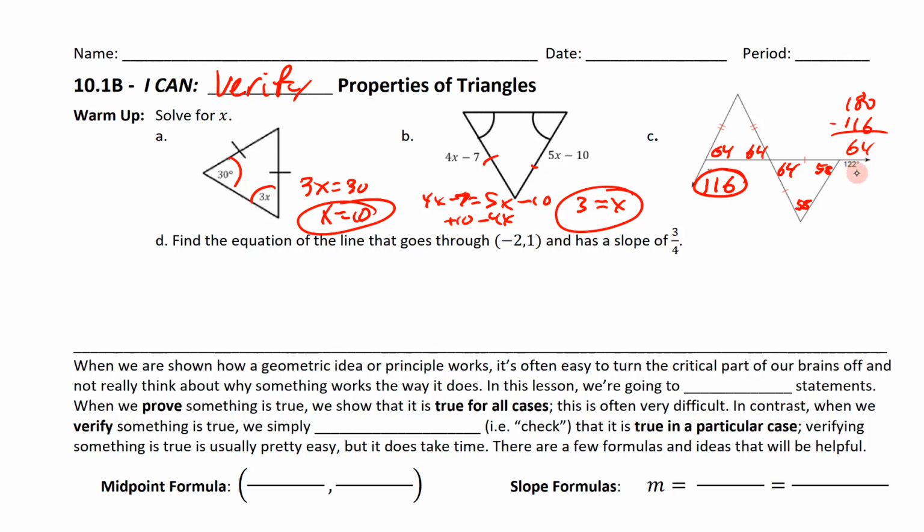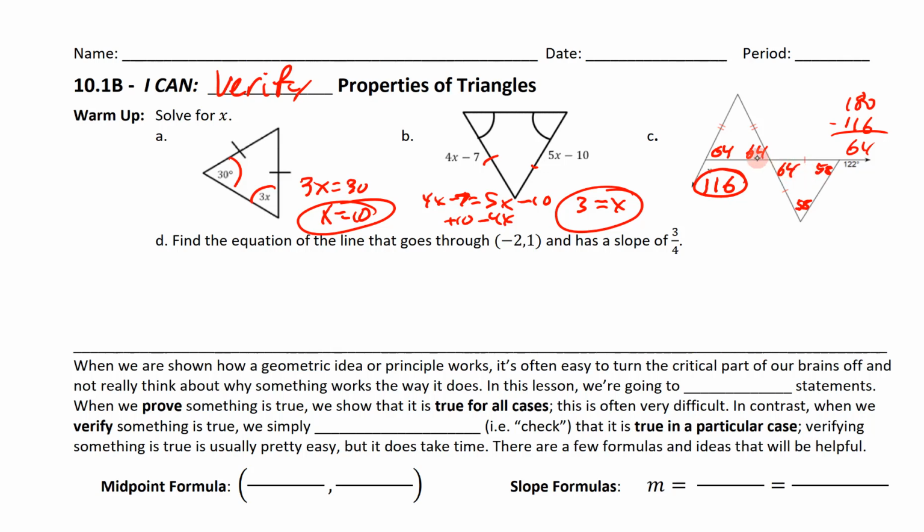Here we've got to start with this exterior angle, and know that this one would have to be supplementary, so that's going to be 58. Those are congruent, so that's got to be 58. I added those together, got 116. That means what's left over for this vertex angle is 64.